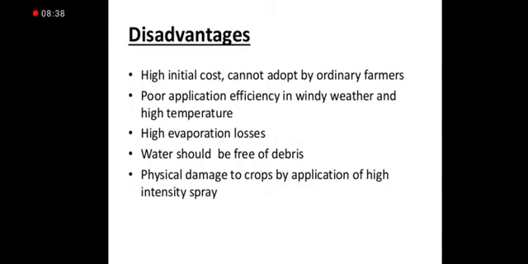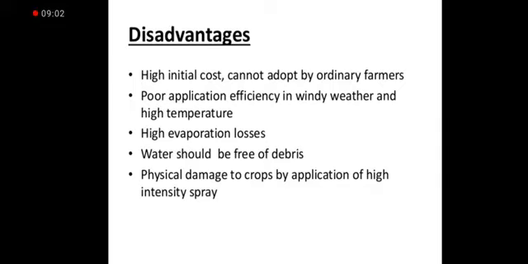Poor application efficiency in windy weather and high temperature. If we are having heavy wind, then the sprinkler system will not be effective because it is just like a rain spray pattern. If there is heavy wind, the water drops will move with the wind. It will not go where it has to go.